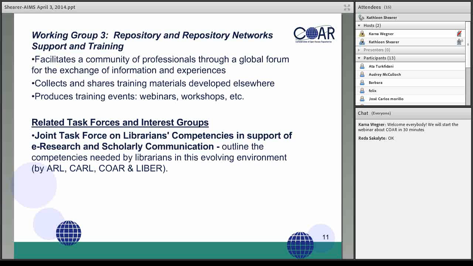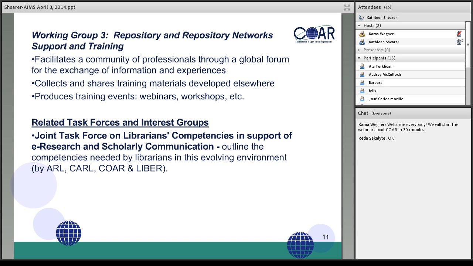Okay, and the third working group is support and training for repository networks. We have a collection of training materials available on the website. We had at one point discussed whether we were going to be more active in terms of training, but we've put that to the side right now.